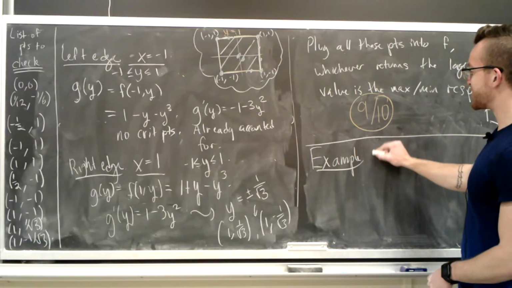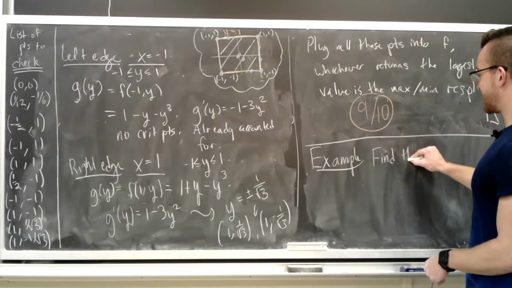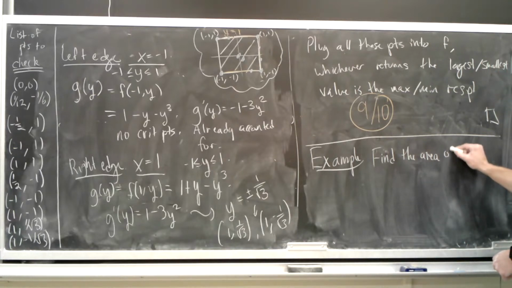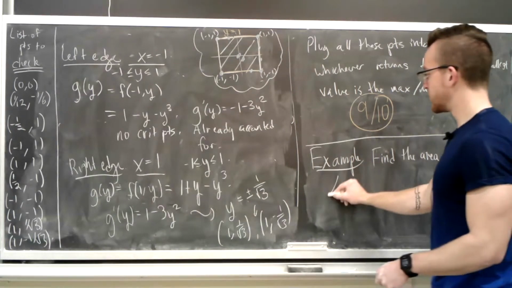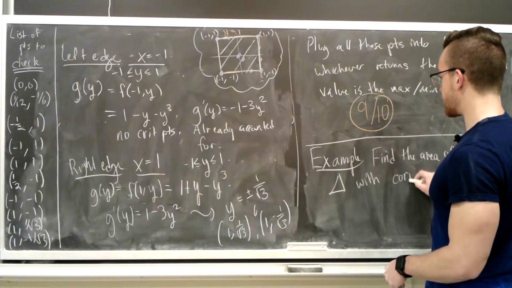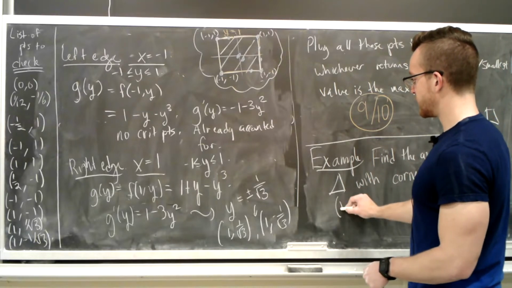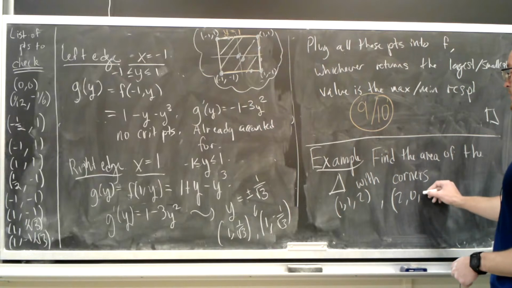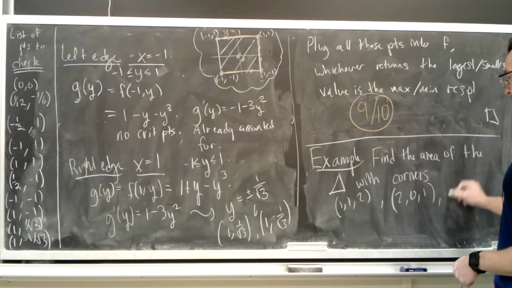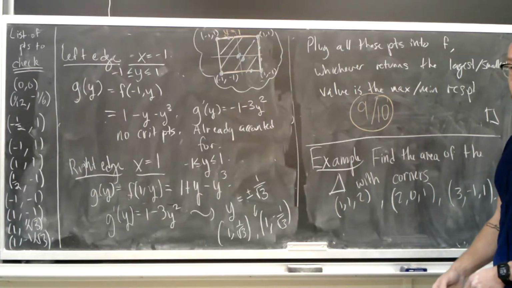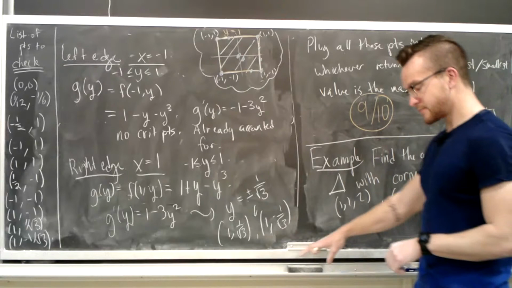Okay, so next up is find the area of the triangle, and I'll give us the corners. With corners (1, 1, 2), (2, 0, 1), and (3, -1, 1). How about that? Okay.